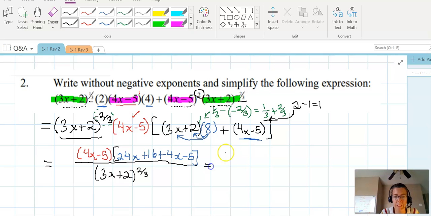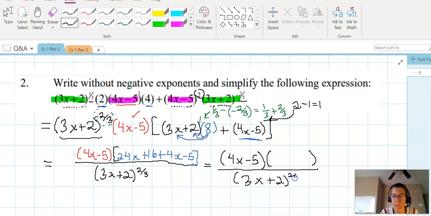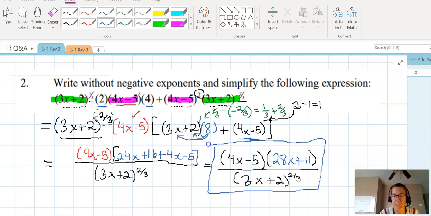Okay, now I want to combine like terms in the brackets. I'm just copying the rest of this down. Hopefully you can read that. This stuff in blue that's in the brackets: I've got 24x plus 4x, which gives me 28x. And then 16 minus 5 when I combine like terms, so that's positive 11. And now this is fully simplified.